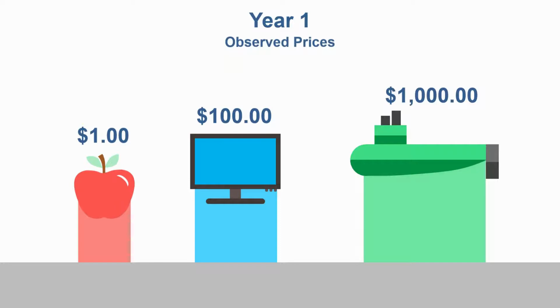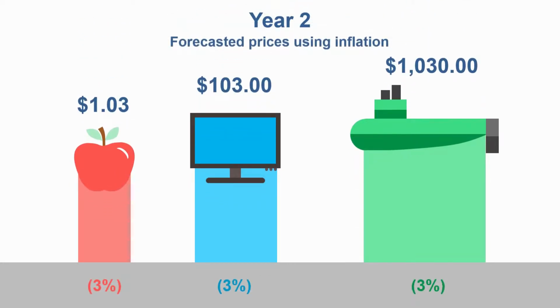Let us assume that we are provided the economy's inflation rate from an authoritative source. Suppose a 3% inflation rate in year two. Because the purchasing power of the dollar decreased 3% in year two, it is forecasted that the prices of all goods and services in the economy will rise 3%. Note that these price changes are assumed, not observed.